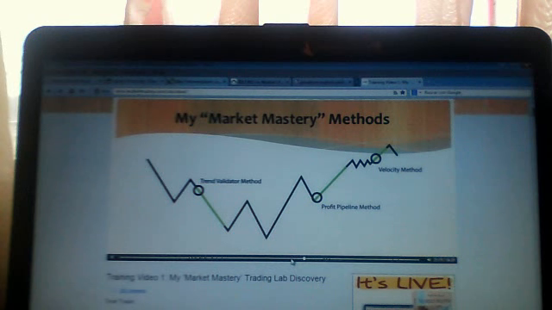And then we have on the right hand side the velocity method. Now this is where the market is on fire and it pauses briefly, stutter step sideways for a few days before it takes off again. That's the velocity method, both for long trades and short trades. Let's now go back to the software and look at a couple of these trades.